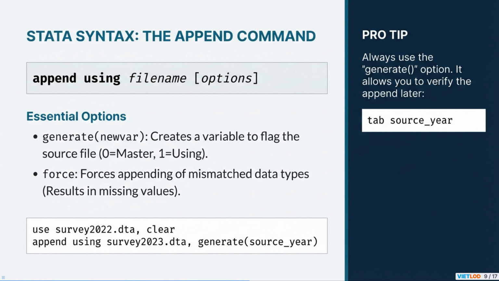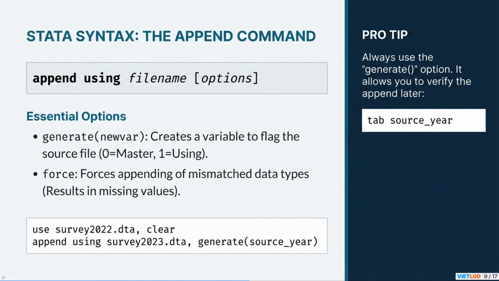The basic syntax for appending is append using file name. This command takes the dataset specified by file name and adds its observations to the end of the dataset currently in memory. A highly recommended option is generate(newvar), which creates a new variable that flags the origin of each observation, typically with a 0 for the master dataset and a 1 for the using dataset. This is invaluable for verification.